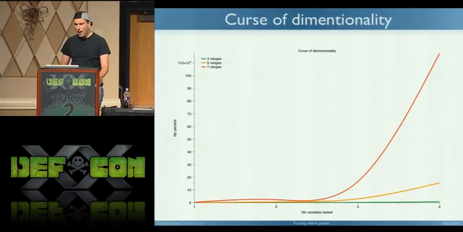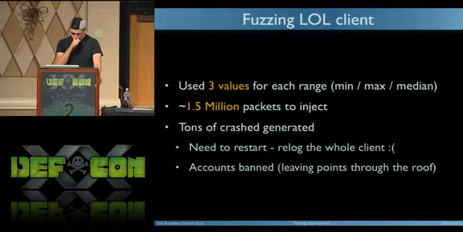If you try to have one bucket which changes, it's perfectly fine. If you have 7 ranges which actually change, even if you try to do 4 mutations per range and combine all of those, you're going to end up with millions and millions of packets. To give you an idea, when we tried to generate all the fuzzing vectors for the League of Legends client, and we only used 3 values, which is minimum, maximum, and median value, we ended up with 1.5 million packets.